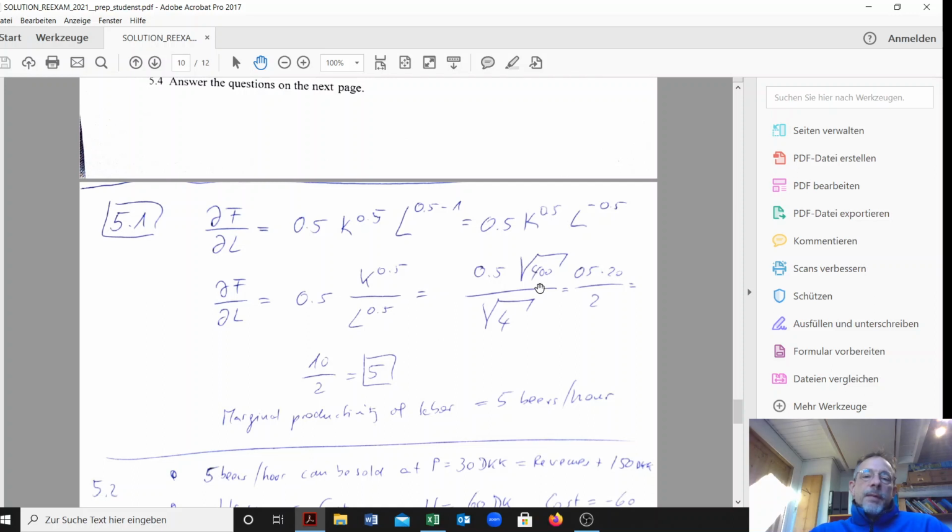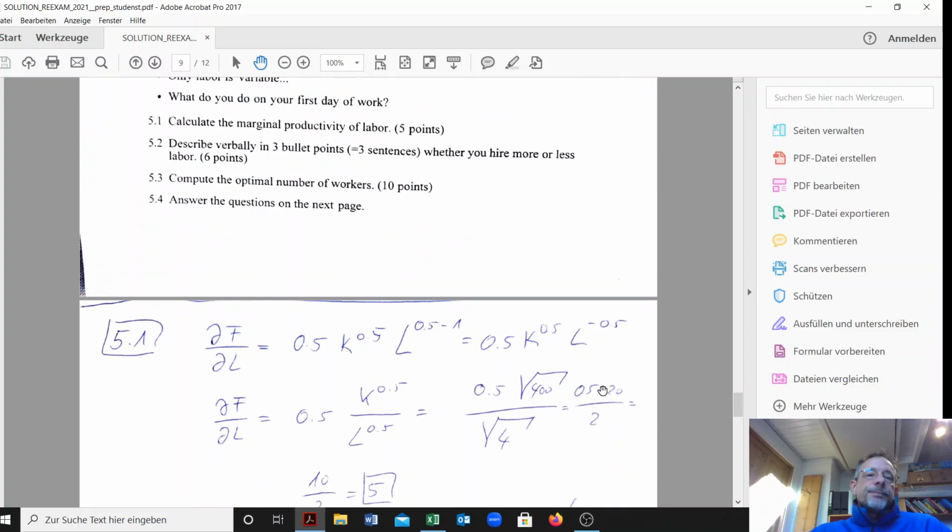Then we plug in the numbers we have. So k is equal to 400, so the square root of 400 is equal to 20, and then the square root of 4 is equal to 2. So 0.5 times 20, that's equal to 10, divided by 2, so the marginal productivity of labor is equal to 5 beers per hour. So when you hire one additional worker, then this worker can create 5 beers per hour.